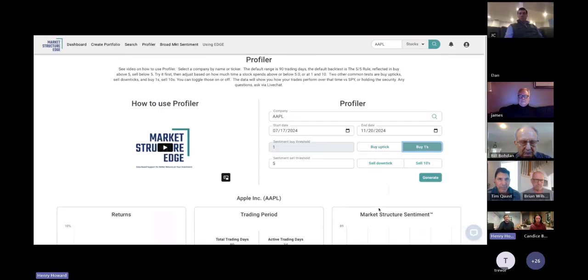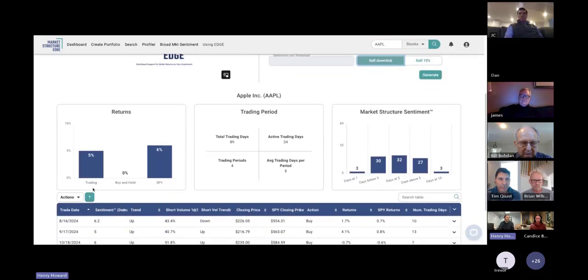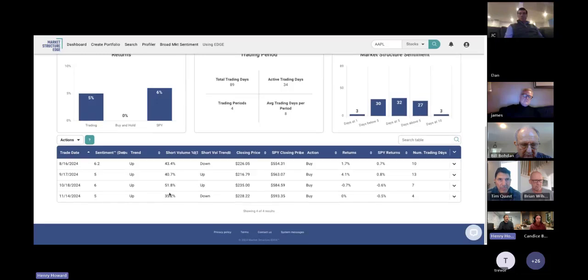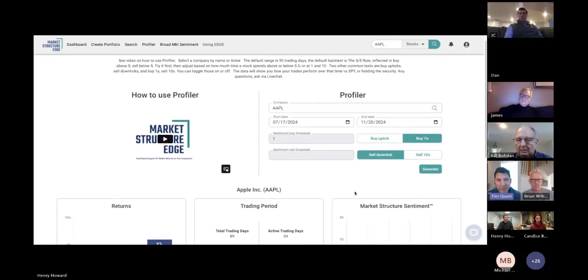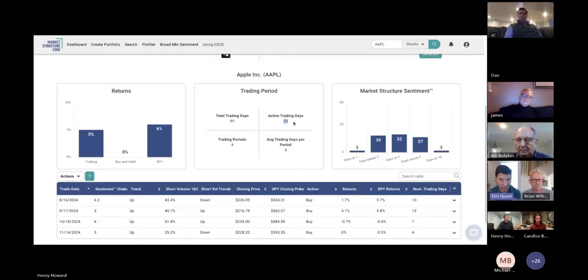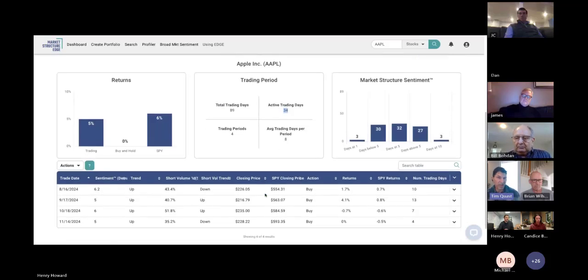How does Apple function when we buy a 1 and then sell the downtick? Well, historically, buy and hold would be 0%, trading it's a 5%. But the point is, when Apple's below 5 over the last 4 months. And interjecting, Henry, you only had to trade it 34 of those days, just a third of the days. So then you can use your capital for something else the rest of the time. Sorry, keep going.